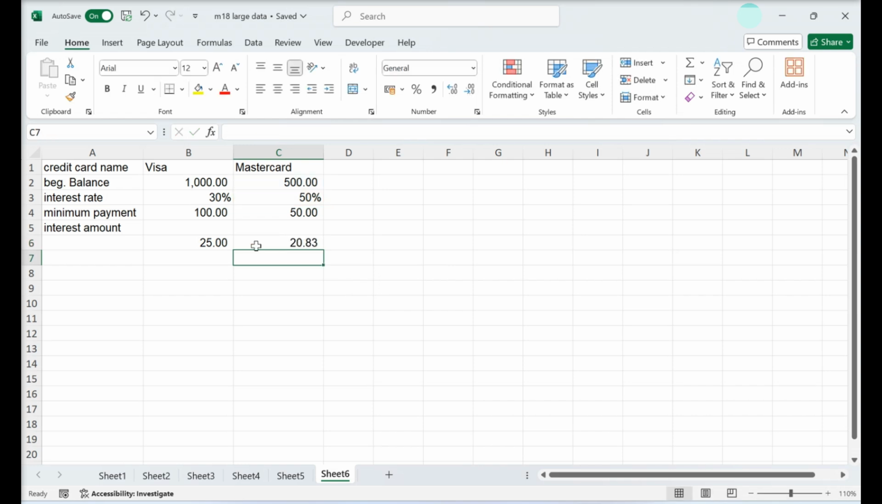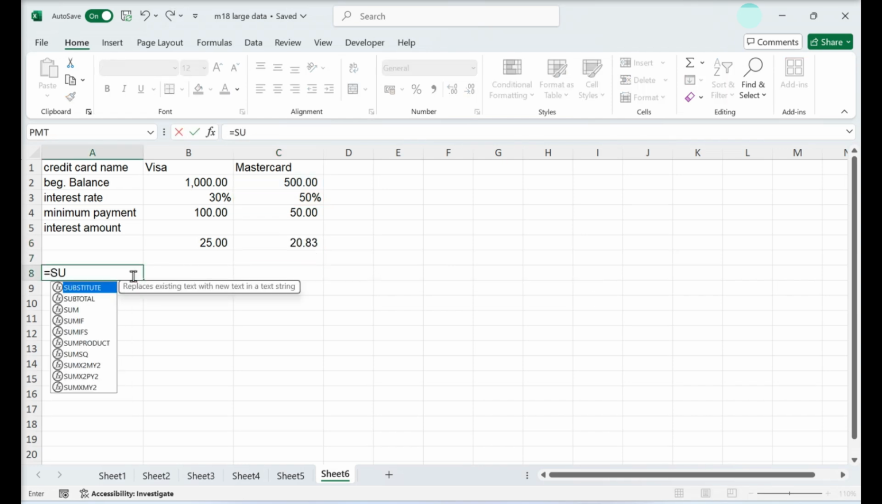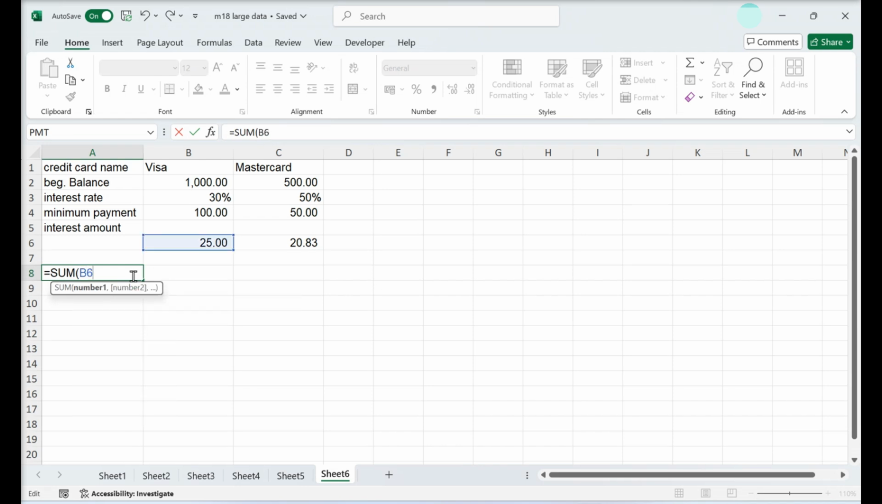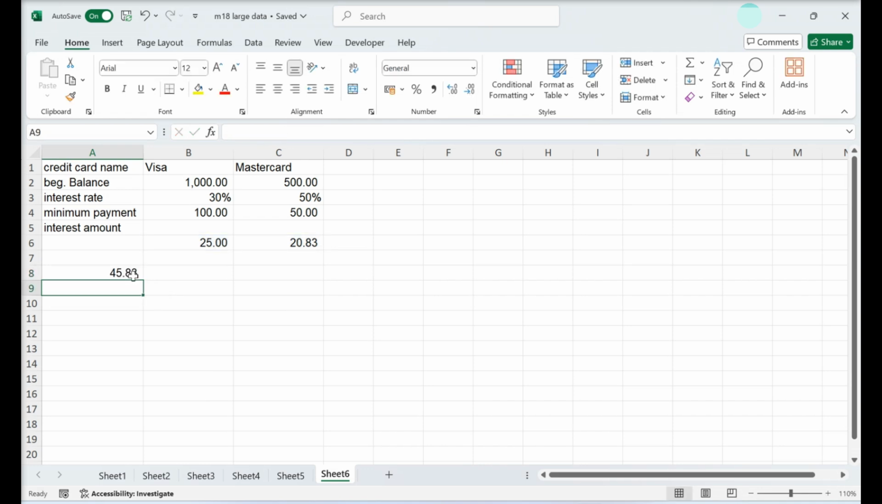Compare interest to principal payments. Total the sum of all monthly interest charges. Create a formula using the sum function. Keep in mind that the interest fee will change every month as you make payments on the balance.